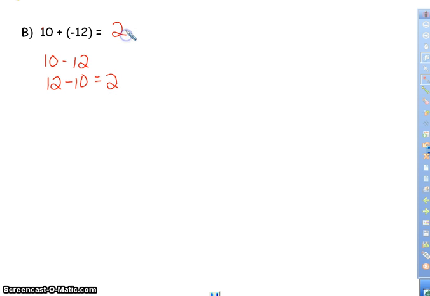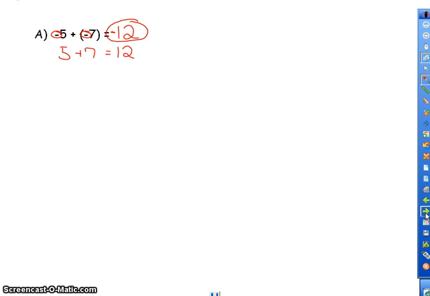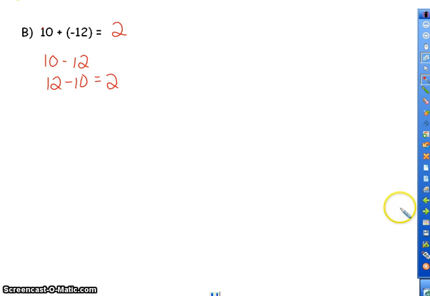Okay, so it's like subtraction, but remember the rule when I subtract is that it's going to be positive if the positive integer's absolute value is greater, and negative if the negative integer's absolute value is greater. Okay? So, which one is a greater value? Which one's furthest from 0? And that would be negative 12. So that would be a negative 2.